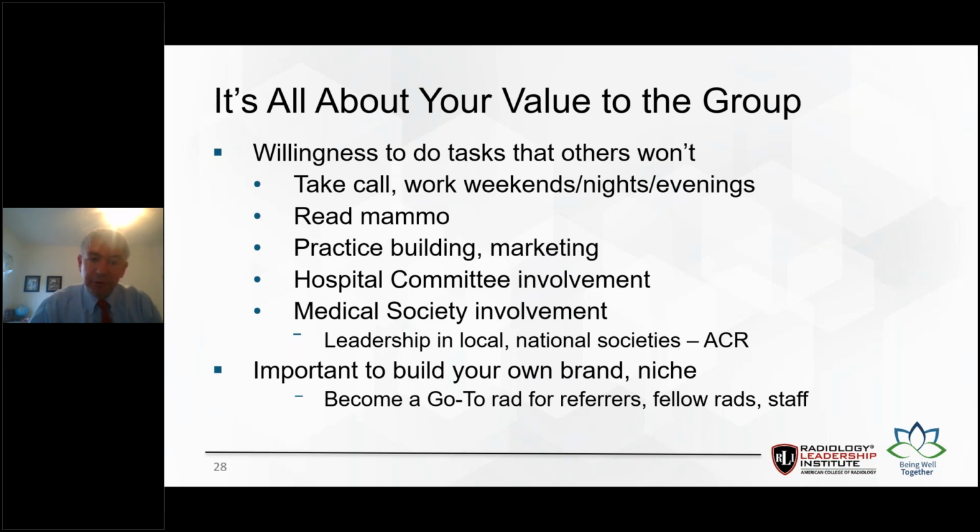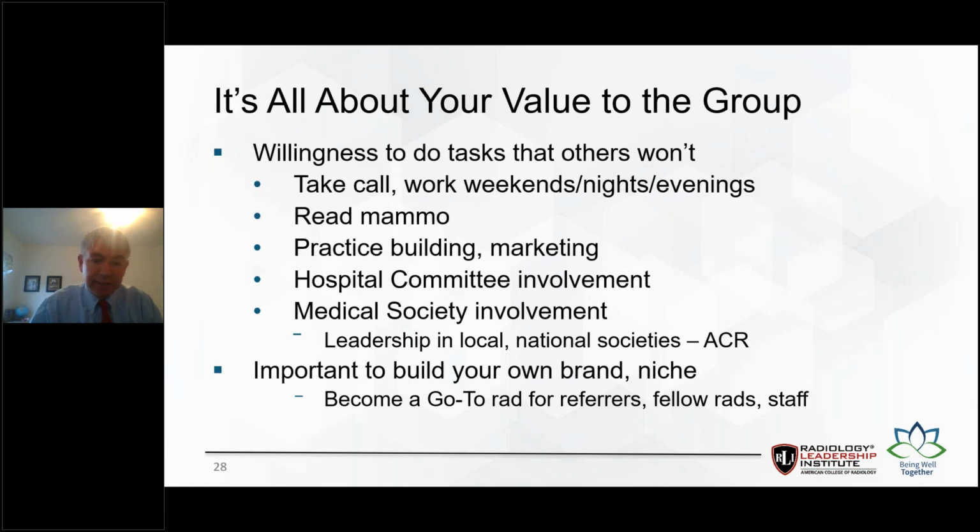Lastly, it's important to build your own brand niche, kind of like MSK ultrasound. You want to be a go-to radiologist for referrers, fellow rads, and staff. When you come back on a Monday, you want people to show you that brain tumor case because they care what your opinion is. That really helps you get promoted in your group.